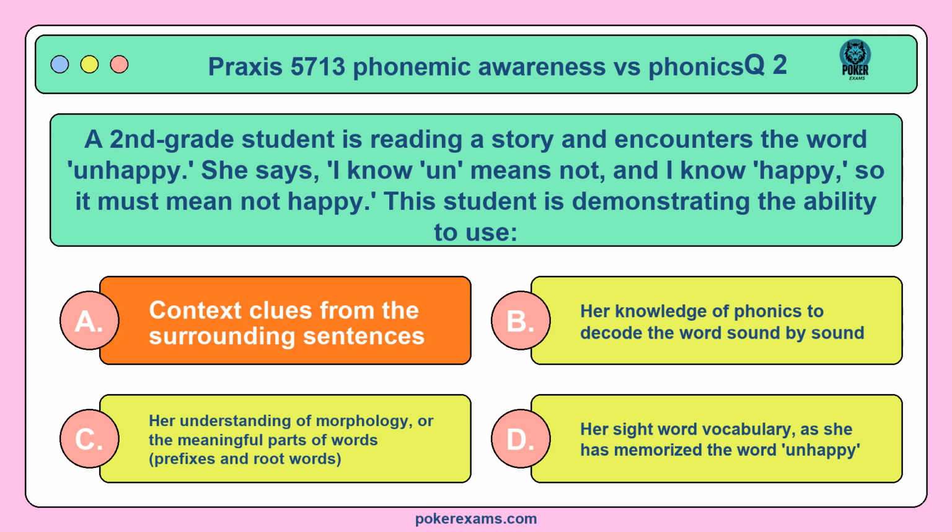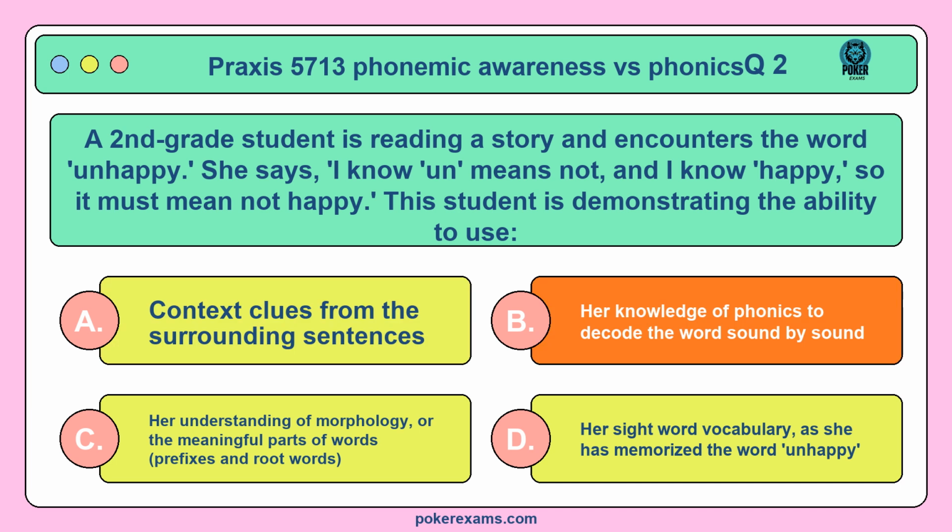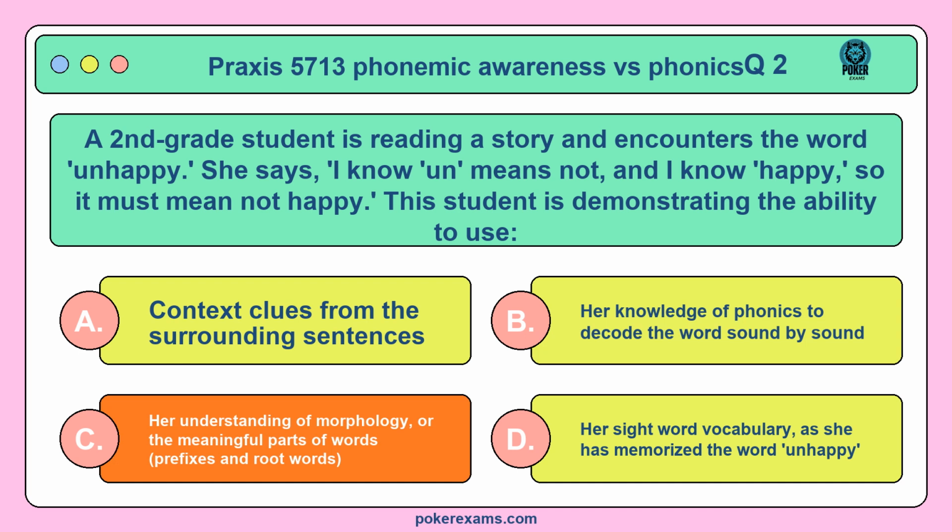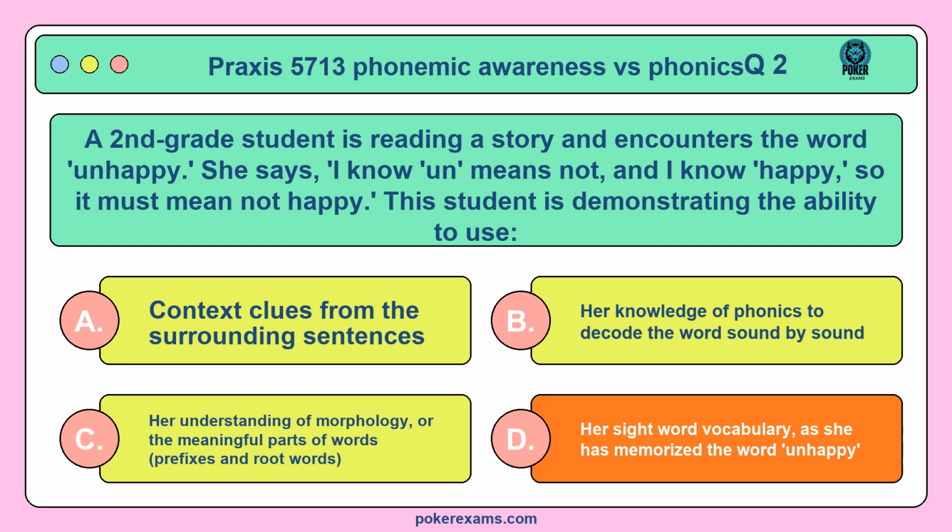Option A. Context clues from the surrounding sentences. B. Her knowledge of phonics to decode the word sound by sound. C. Her understanding of morphology, or the meaningful parts of words, prefixes and root words. Or D. Her sight word vocabulary, as she has memorized the word unhappy.